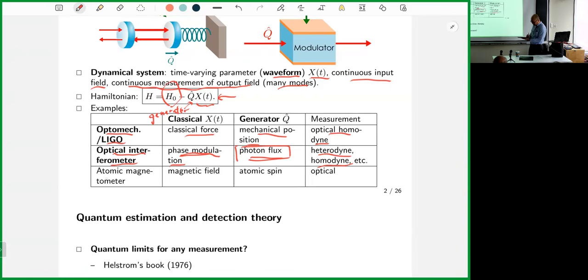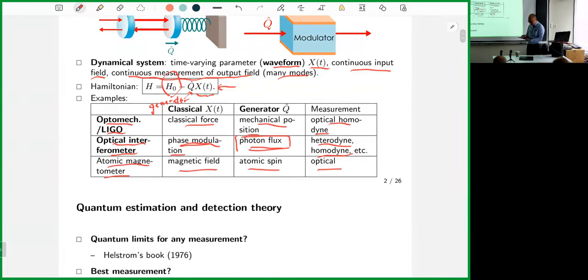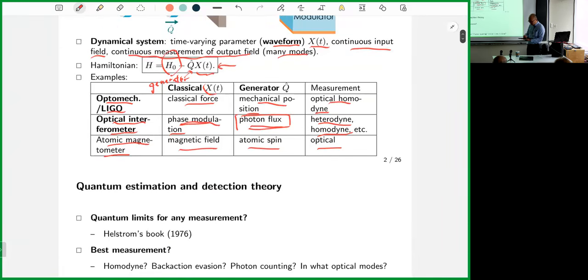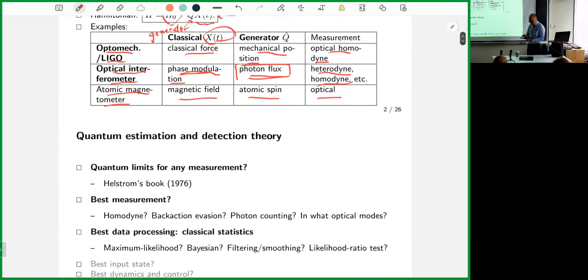And last but not the least, you can also think about atomic magnetometry, where you have a magnetic field that you want to sense. It's coupled to some atomic spin operator, and then again, you are doing some sort of optical measurement. Of course, if you are dealing with a magnetic field, it's a vector in general. That has its own complications, but I'm not going to talk about that case. I'm just going to focus on the fact that the waveform is time varying, but scalar, just for simplicity.